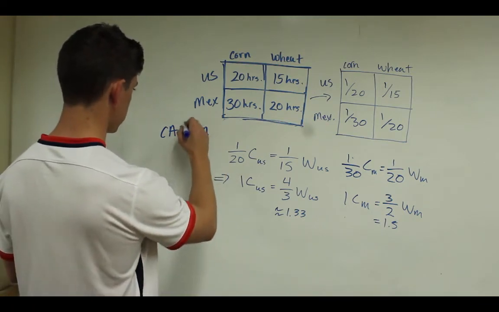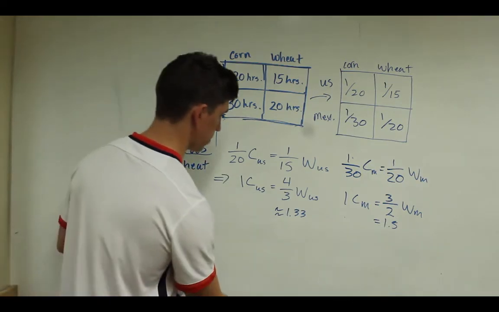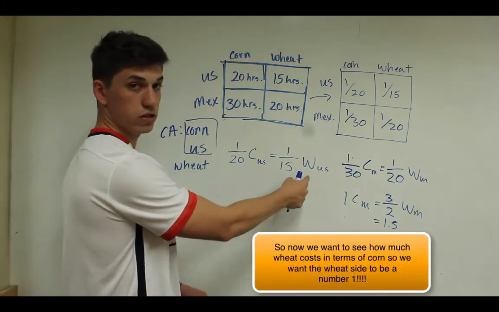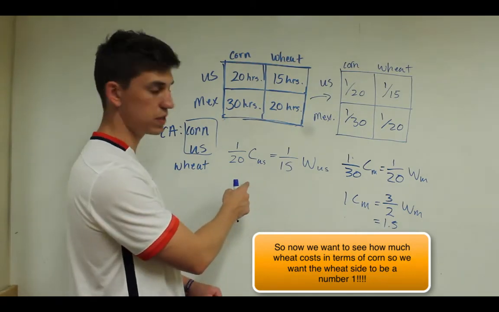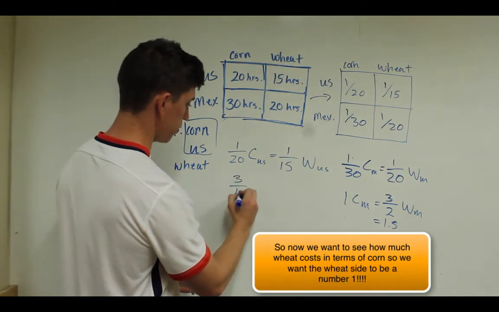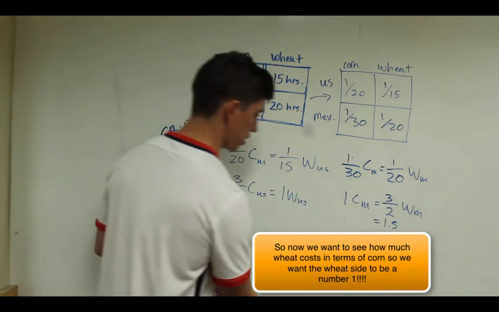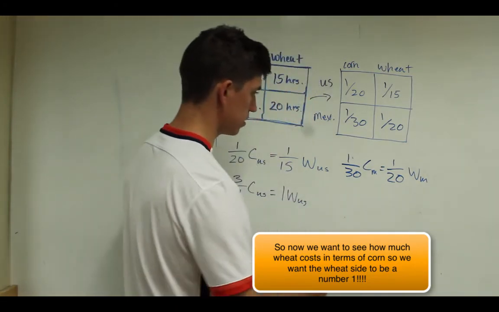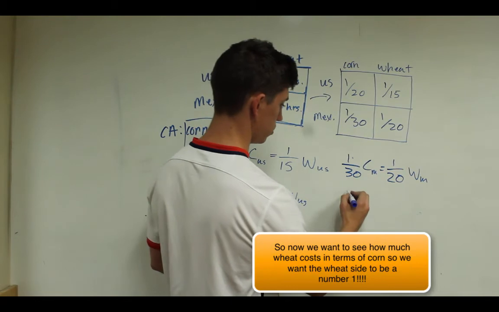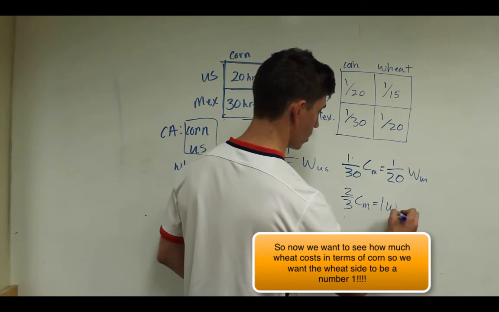Now we're going to find who has the comparative advantage in wheat. So I'm going to flip this back around and now, instead of solving for 1 corn, solve for 1 wheat. This time I'm going to multiply both sides by 15. I get 15 over 20, which is 3/4. So 3/4 corn in the US is equal to 1 wheat in the US. Here I can do the same thing: 1 wheat in Mexico is equal to 20 over 30 corn in Mexico. So 2/3 corn in Mexico is equal to 1 wheat in Mexico.